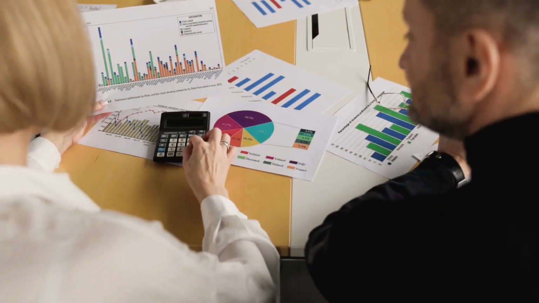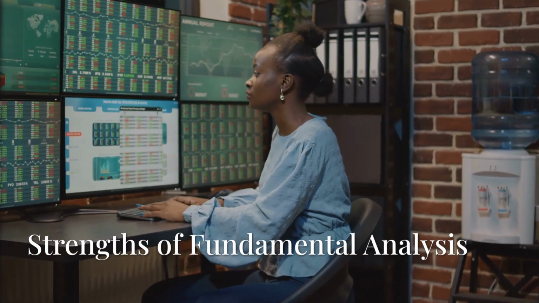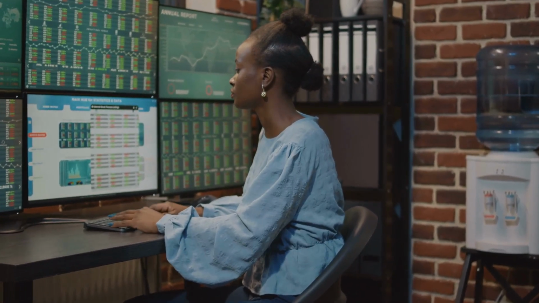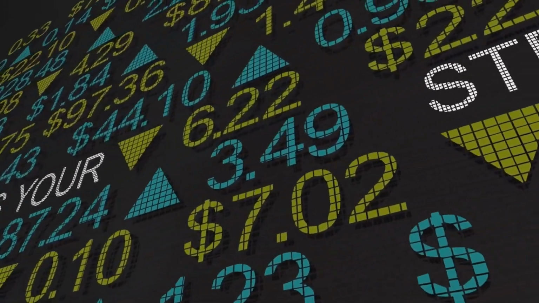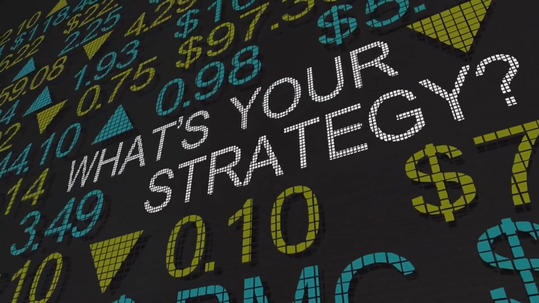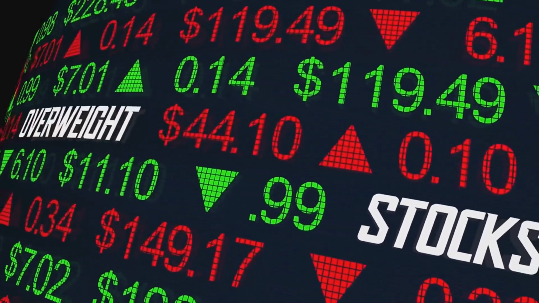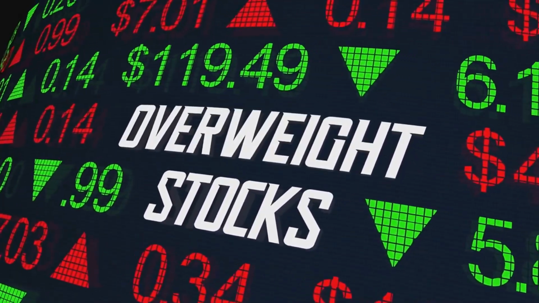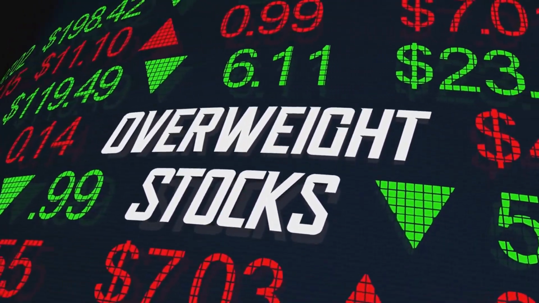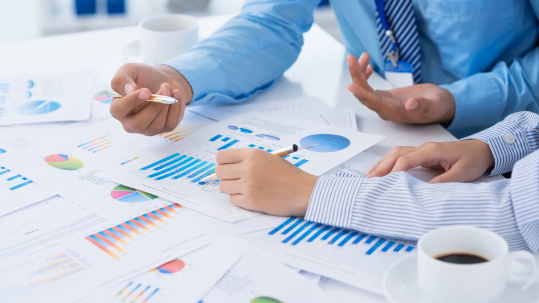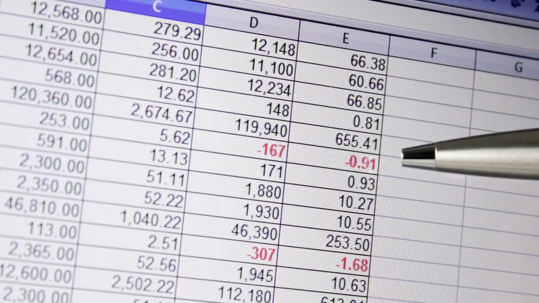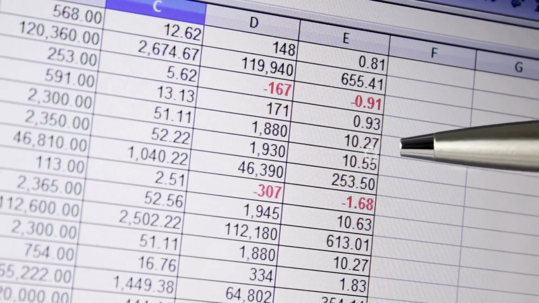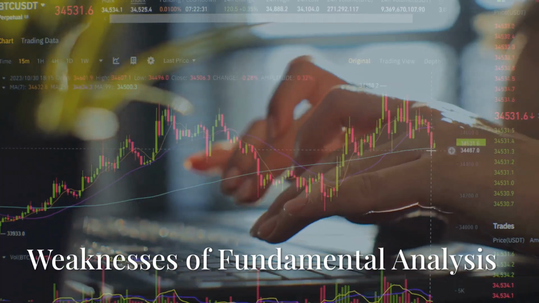Clearly understanding the pros and cons is crucial. So, let's talk about the strengths of fundamental analysis. First off, it provides a long-term view of investment value. This is crucial for those looking to build a solid portfolio over time. Secondly, it helps identify undervalued stocks early, giving you the chance to invest before the broader market catches on. And finally, it encourages rational, informed decision-making by focusing on financial facts. This way, you're not just going on a hunch or a whim, you're making decisions based on solid data.